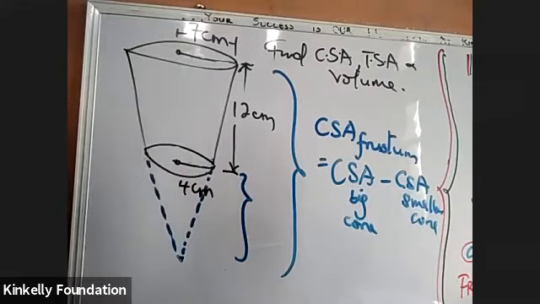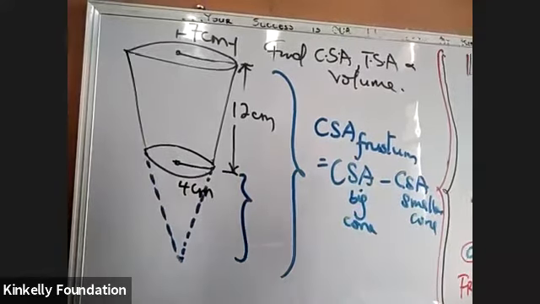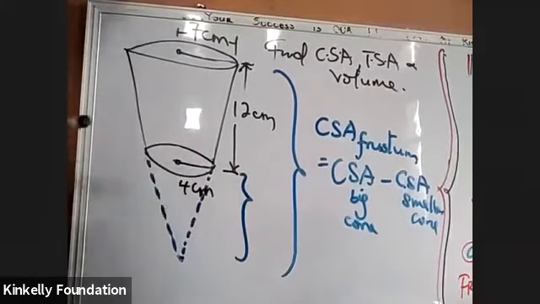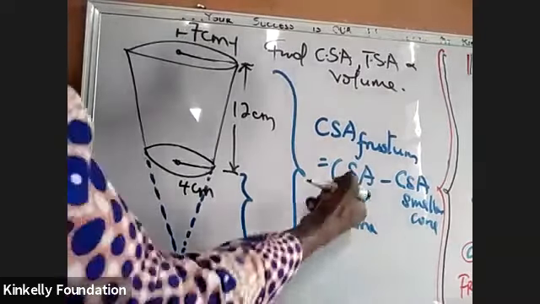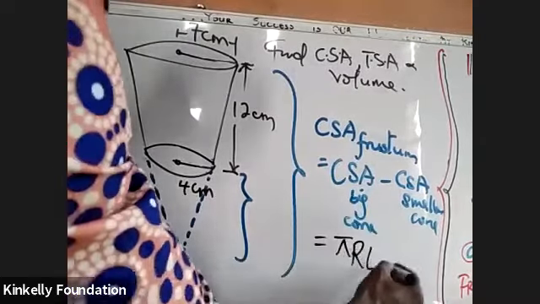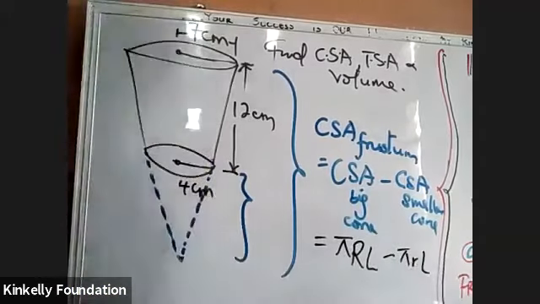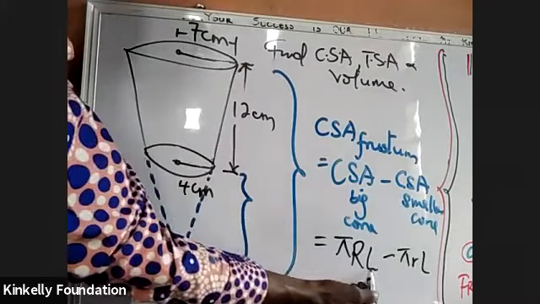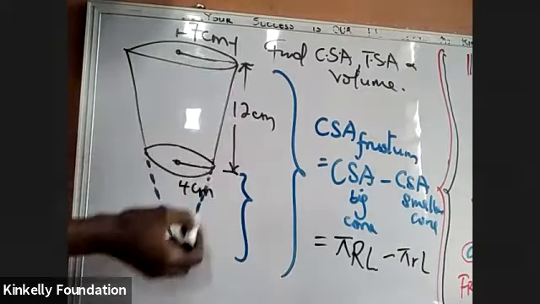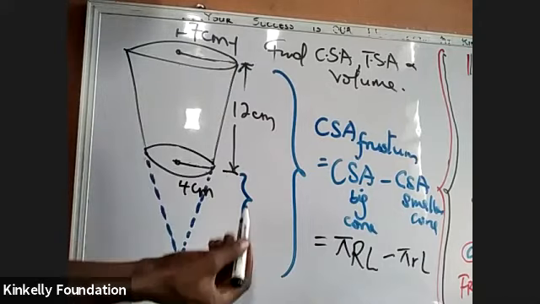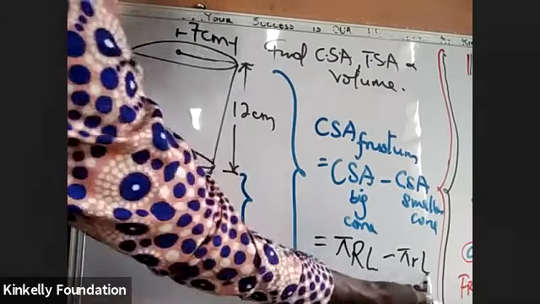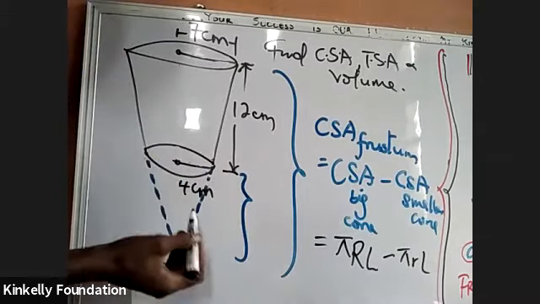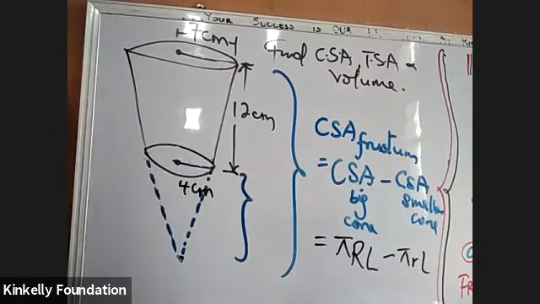Let us watch. You know that the CSA of this bigger cone is pi R L minus small pi r l. Now, the R is 7. The L, that's the slant side, is from this to this point, and it's not known. The smaller one is this point, which is also not known. Now let us move ahead to find the slant length of this shape.